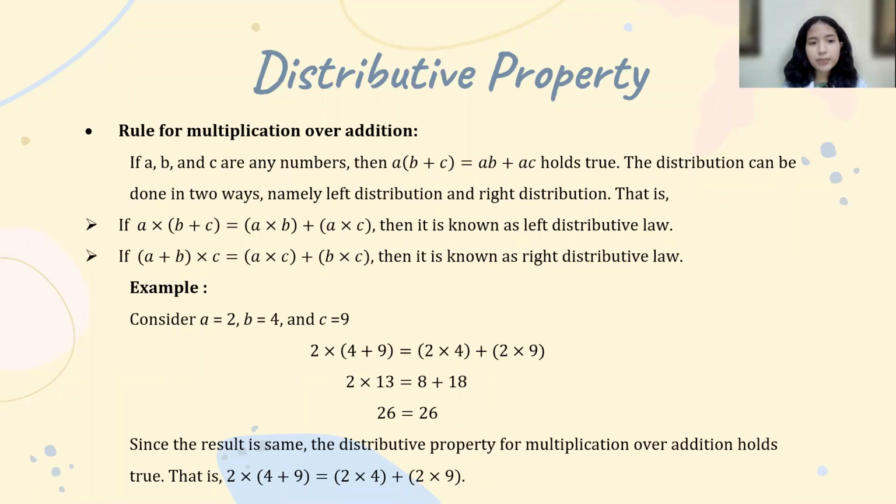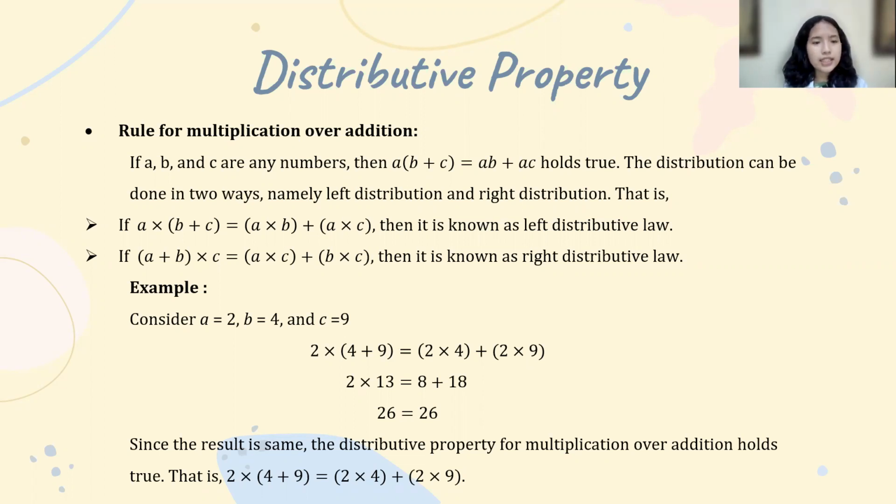The distribution can be done in two ways, namely left distribution and right distribution. That is, if A times the sum of B and C is equal to A times B added to A times C, then it is known as the left distributive law.